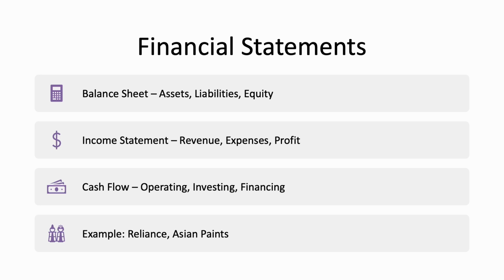The cash flow statement is divided into three sections. Operating cash flow: cash generated from the core business. This is the most important part. Investing cash flow: money spent or received from investments, like buying a new factory, acquiring another company, or selling assets. Financing cash flow: money raised from debt or equity and money paid out as dividends or buybacks. A healthy company should have positive operating cash flow, which means its core business is bringing in real cash.